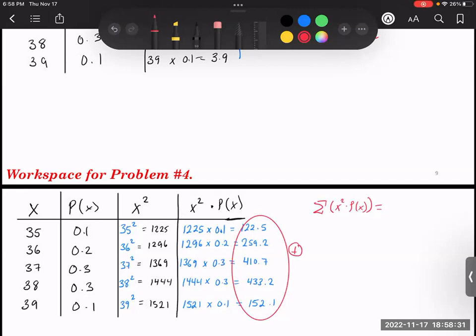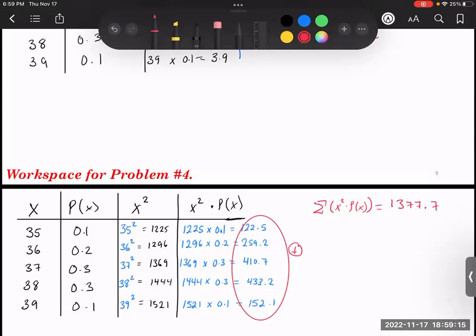Well, it's going to be 122.5 plus 259.2 plus 410.7 plus 433.2 plus 152.1. So the value, I think whoever added up in the chat there, yeah, I think you just mistakenly forgot all the decimal points. It's okay. It's 1,377.7. Oh, sorry, 0.7. There you go. My bad.